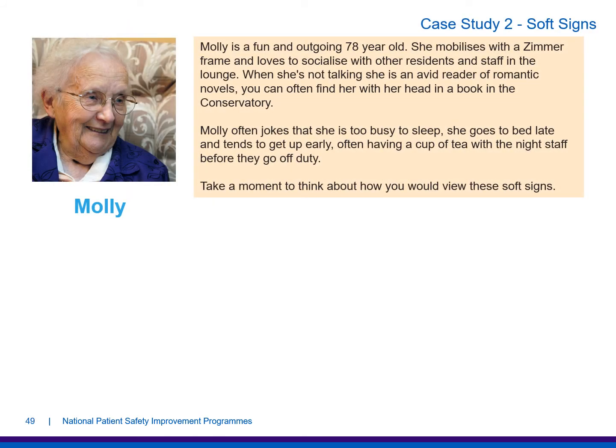So looking at Molly, she's a fun and outgoing 78-year-old. She mobilises with a Zimmer frame and loves to socialise with other residents and staff in the lounge. When she's not talking, she's an avid reader of romantic novels, and you can often find her with her head in a book in the conservatory. Molly often jokes that she's too busy to sleep, goes to bed late and tends to get up early, often having a cup of tea with the night staff before they go off duty. So take a moment to think about how you would view Molly's soft signs.